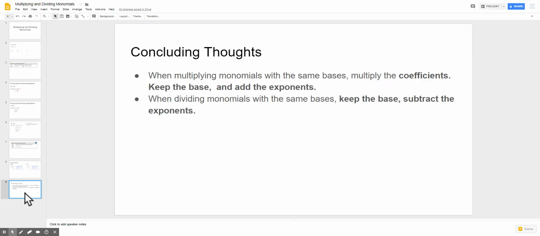So just some concluding thoughts. When you multiply monomials with the same bases, you multiply the coefficients, you keep the base, and you add the exponents. When dividing monomials with the same bases, you want to keep the base and then subtract the exponents.